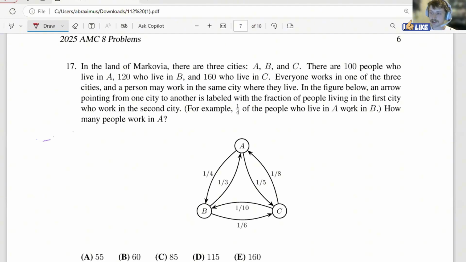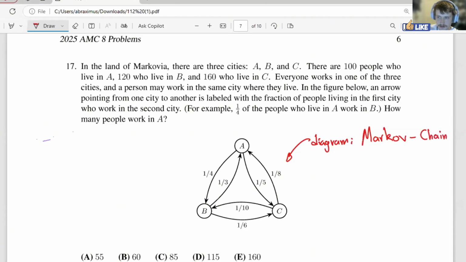All right, before we solve this question, I just want to give one piece of vocab. A diagram like this is called a Markov chain. You probably won't hear that word again unless you study math in college, but that's why they called this Markovia. Markov chains are very important and they pop up in a lot of different places.